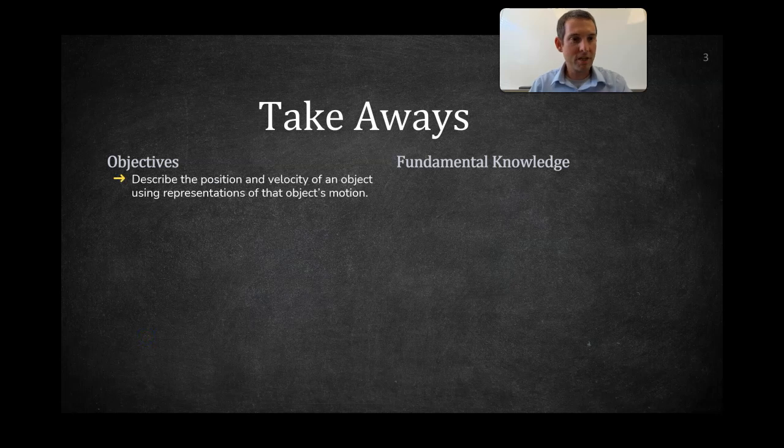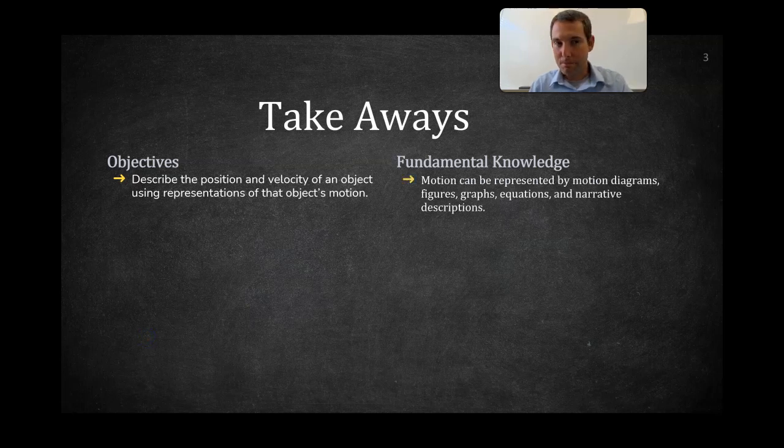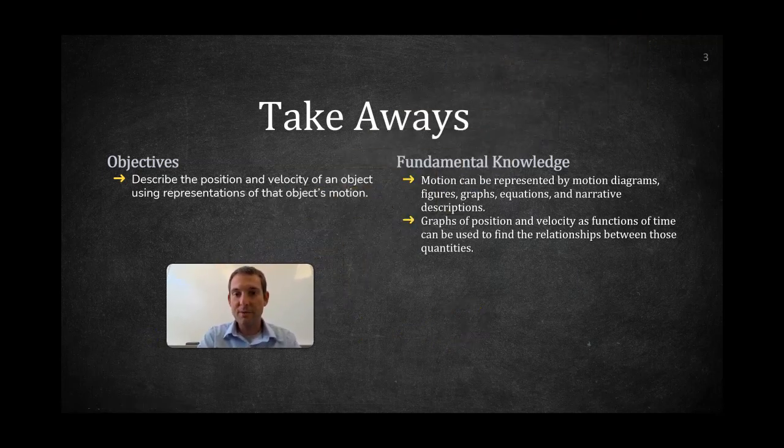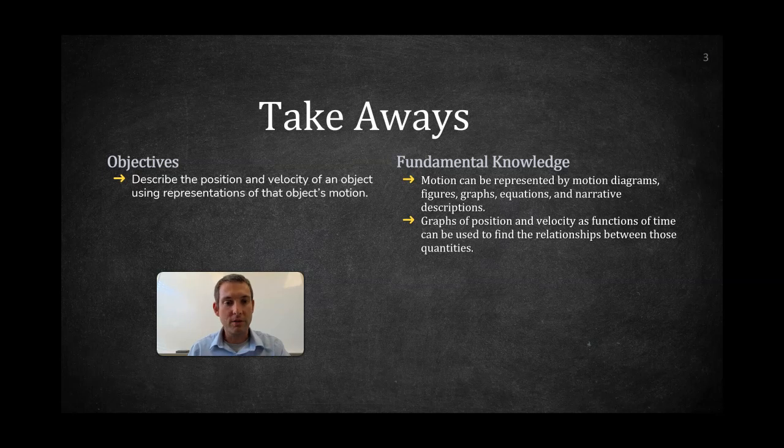All right, here's our objectives. First, we should be able to describe position and velocity of an object using representations of that object's motion. To meet that objective, we should understand that motion can be represented by motion diagrams, figures, graphs, equations, and narrative descriptions. Graphs of position and velocity as functions of time can be used to find the relationship between those quantities.